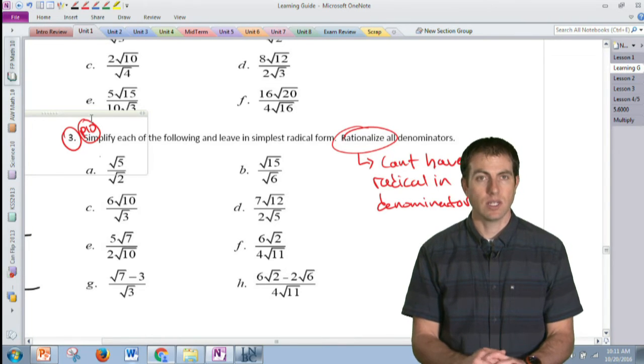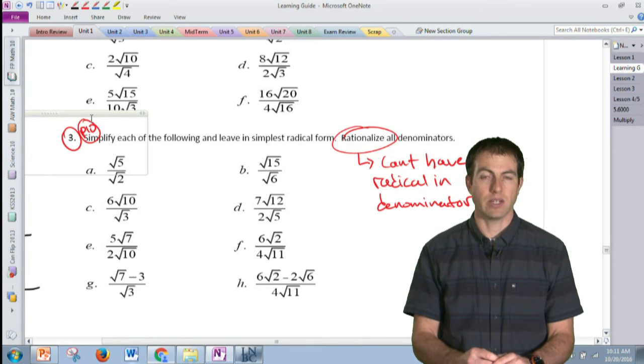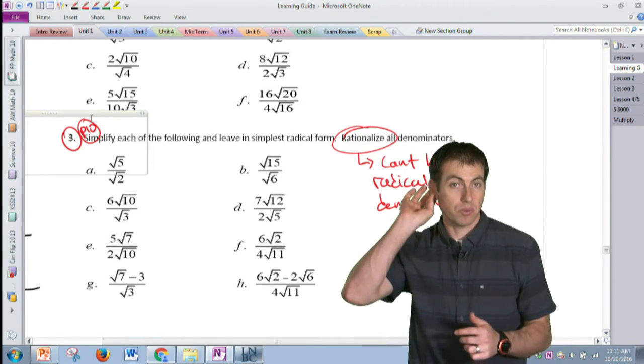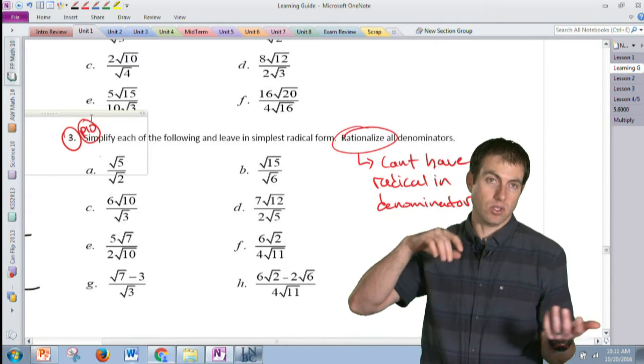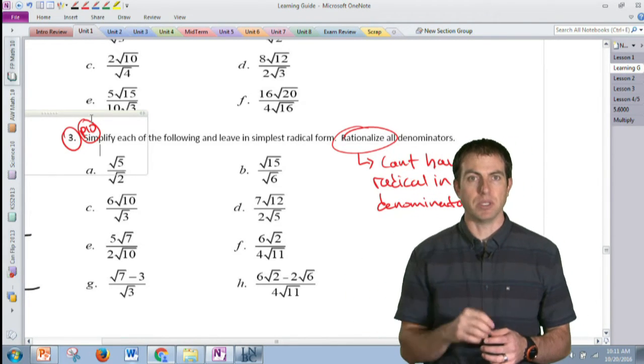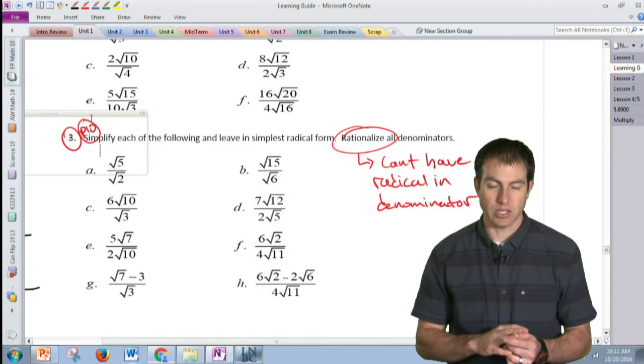Come with questions, and we'll talk about rationalizing denominators. If you really want to kind of master all of this stuff before Tuesday next week, then you can find the little video built into the course on rationalizing denominators.